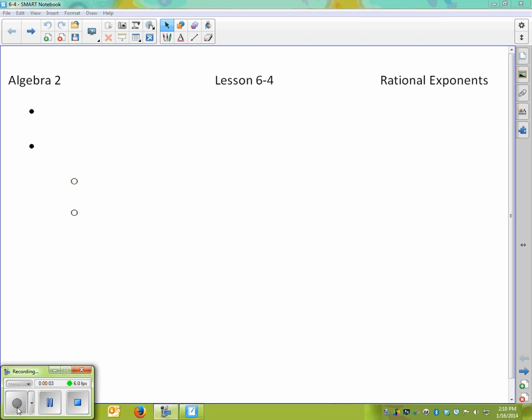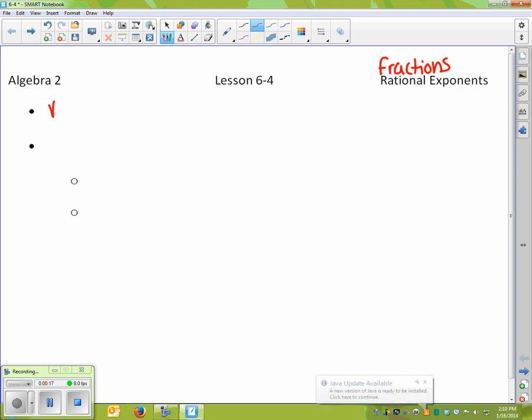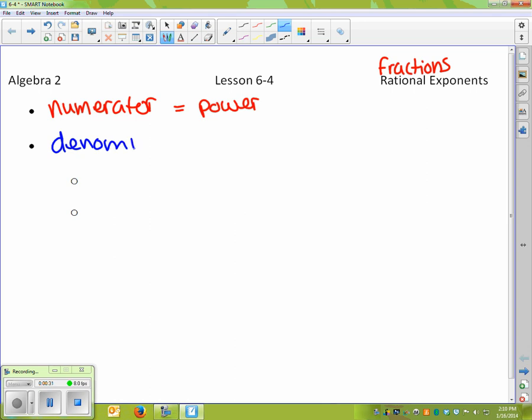Welcome to Lesson 6-4. In this lesson, we're going to work with rational exponents. What that means is exponents that are fractions. With a fraction, we have a numerator. The numerator is going to tell us what the power is. And we have a denominator. The denominator is going to tell us what the root is.